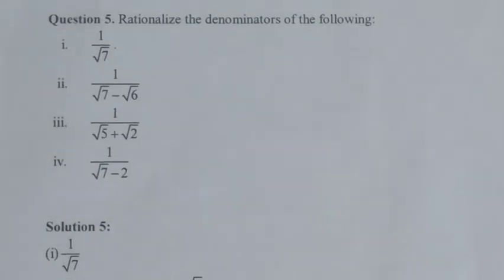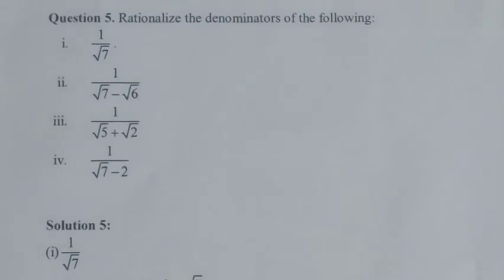Question number 5. Rationalize the denominator of the following. First question, 1 by root 7. Second question, 1 by root 7 minus root 6. Again, third question, 1 by root 3 plus root 5 plus root 2 divided. Next question, 1 by root 7 minus 2 only. So these are the questions. Now let us see the solution.